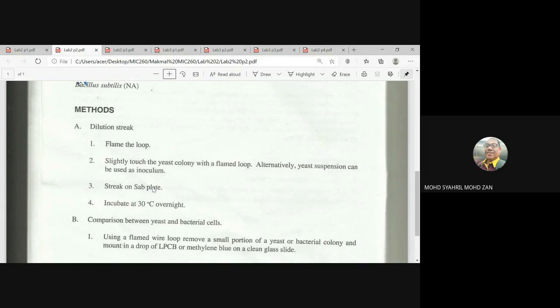Okay, streaking sama macam streaking bakteria tersebut. And then incubate at 30 degrees Celsius overnight. Okay.